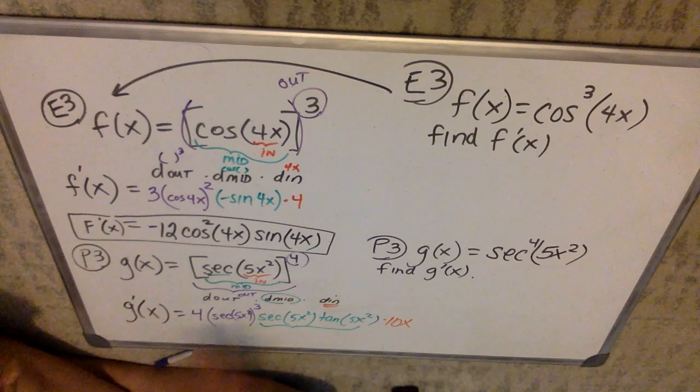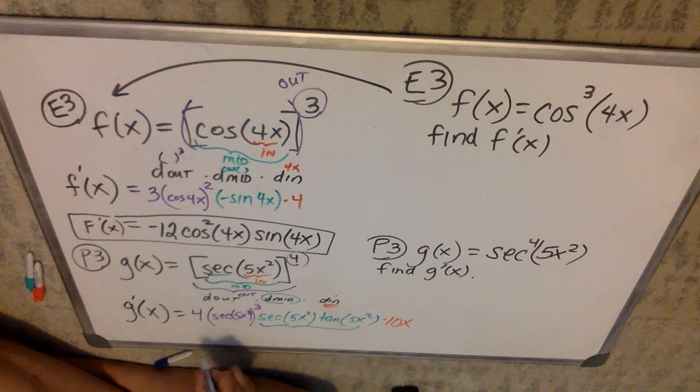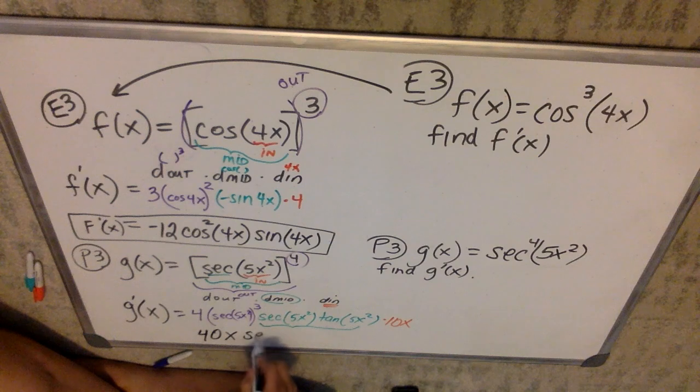So this ridiculous ugly mess, if I clean it up, I notice that there's actually 4 of the secants now, because there's a secant cubed and there's another secant. So if I put the x and the coefficients at the front, I end up with a 40x, a secant to the 4th of this 5x squared, and a tangent of the 5x squared. And that's probably how you'd see it.